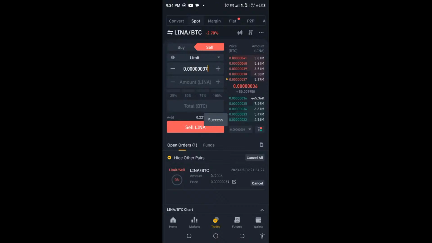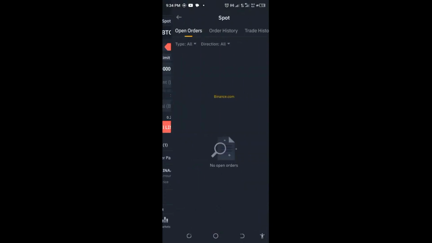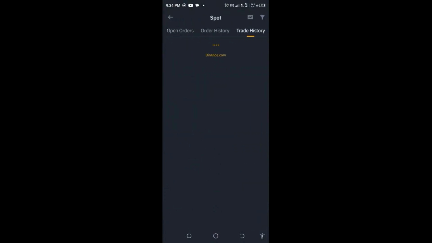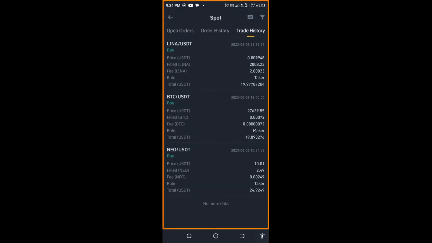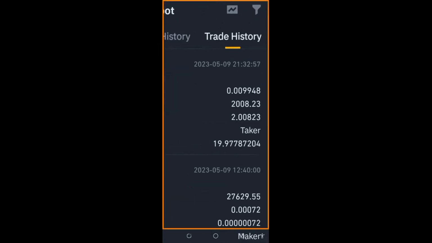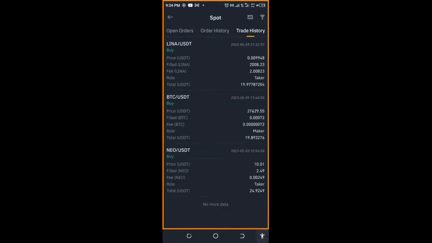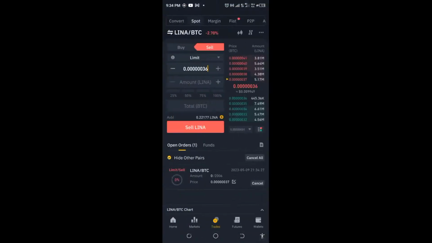Okay, so currently we're in the queue. But don't forget, we bought this. Okay, so let me go and check the trade history. We bought this for how much? We bought this for 0.009948. Okay. So, and we spent 19.97. That means that if I go back, I should have 3 cents.